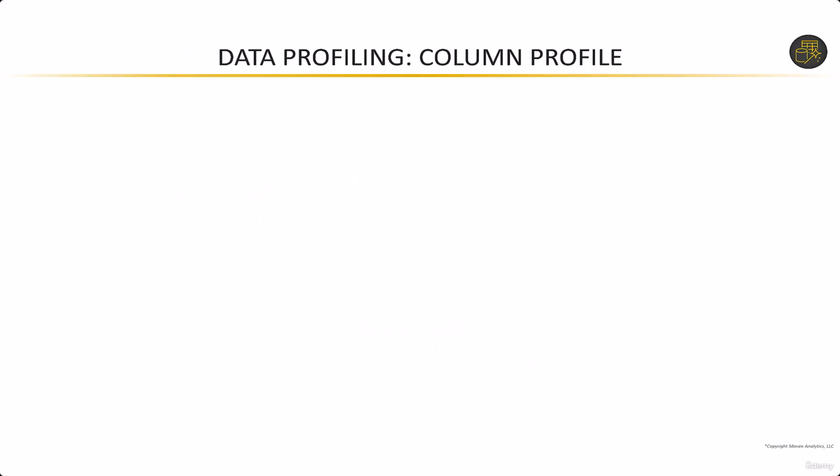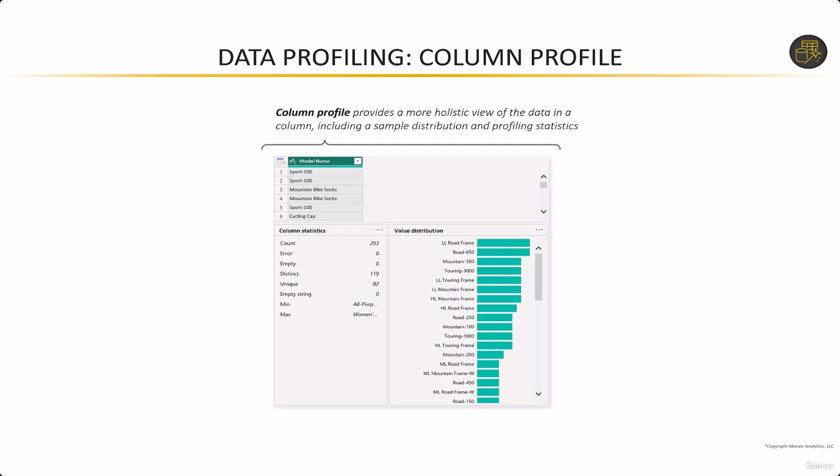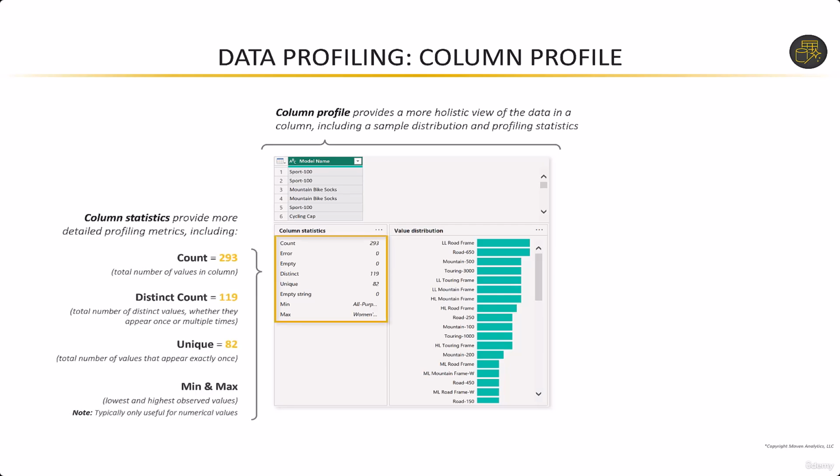Our last data profiling tool is called Column Profile. This provides a more holistic view of the data within a column by providing a sample distribution of the data along with specific column statistics. On the bottom left of this view, we have the column statistics view, which provides a bit more detail than just the column distribution view we just reviewed.